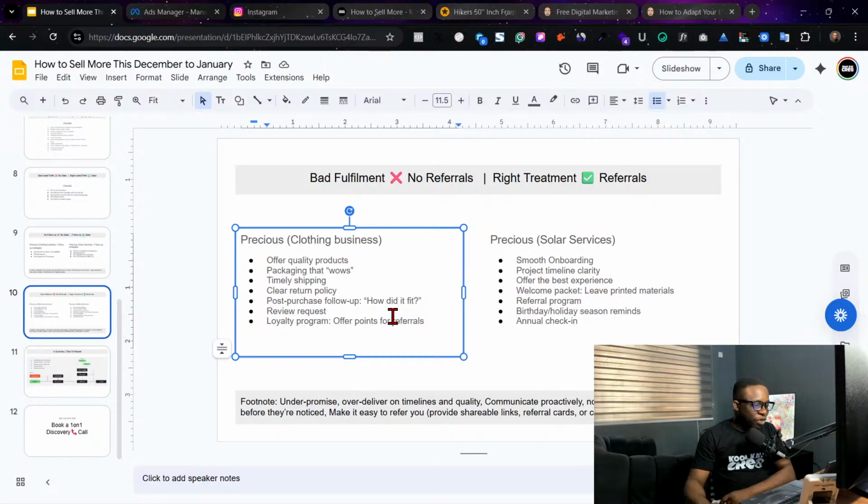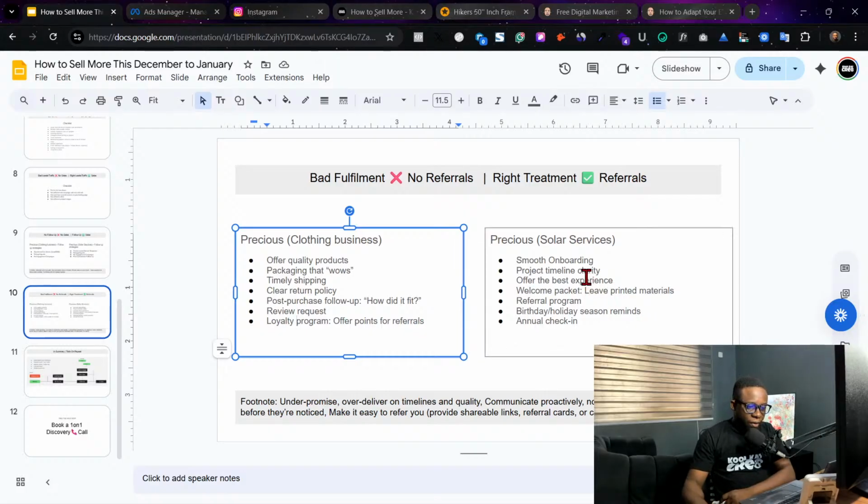So review requests, you can now request a review from them. Most of the times they may turn up, most of the times they won't turn up, but ask. Most of us are shy. I was shy in the beginning. I think I'm still shy. Loyalty program, yes. Referral, when they refer, it's not going to be for free. You can tell them they get 50%. Most clients will say no, they don't. They will do it for you for free.